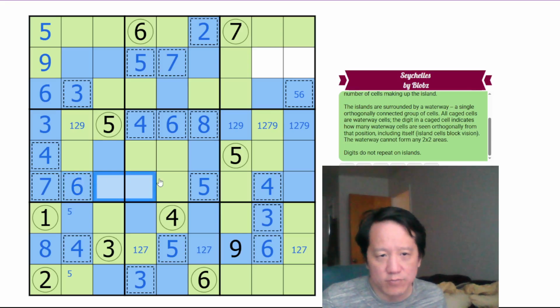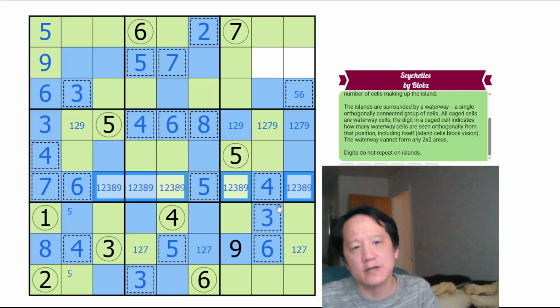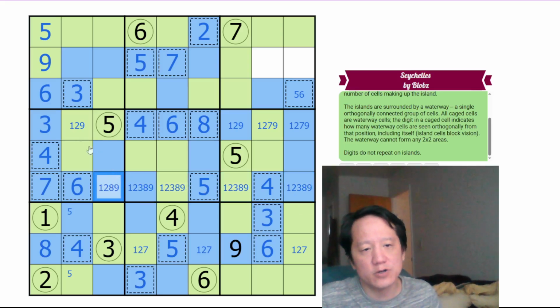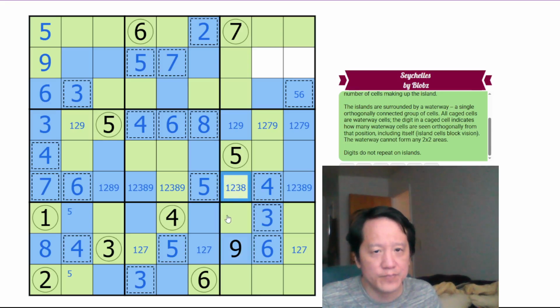Remaining digits in row 6. We have 1, 2, 3, 8, and 9. No 3 here because of 3 in the box. No 9 here because of 9 in the column.